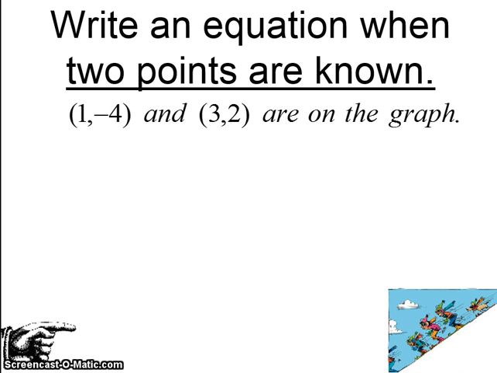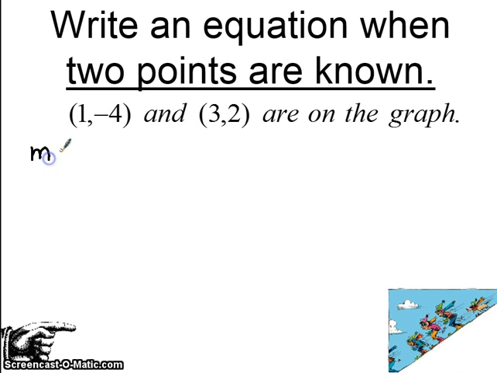Now, even though for point-slope form, we need to know a point and a slope, if we know 2 points in the relationship, we can still use point-slope form. Here's why. Do we have a point? Yes, in fact, we have 2. Do we know the slope? No, not right now, but we could calculate it.